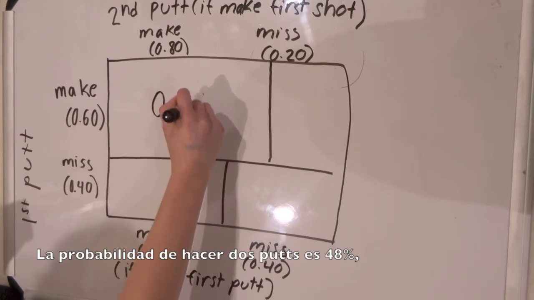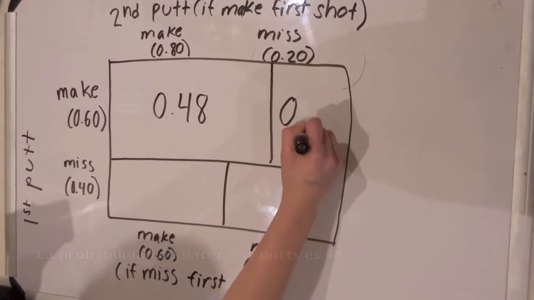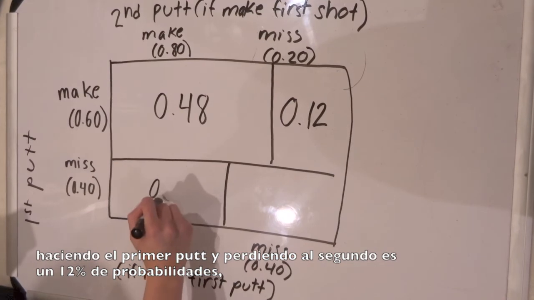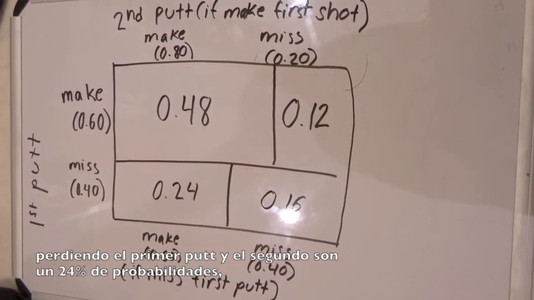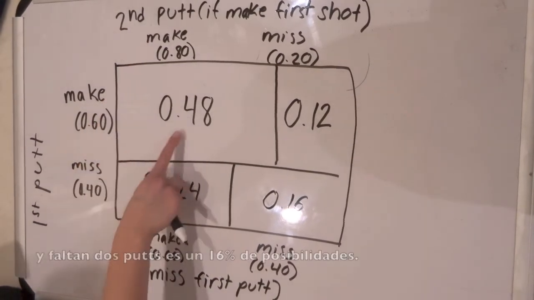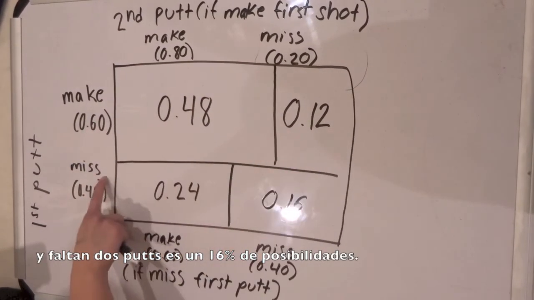The probability of making both putts is 48%. Making the first putt and missing the second is a 12% chance. Missing the first putt and making the second is a 24% chance, and missing both putts is a 16% chance.